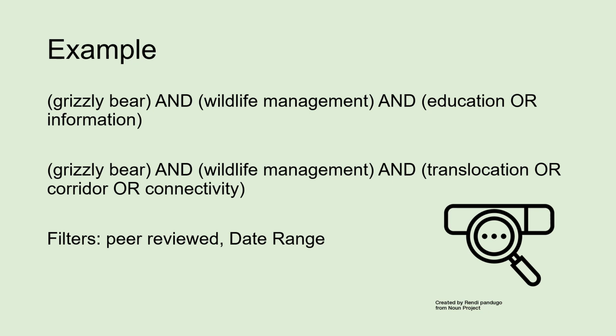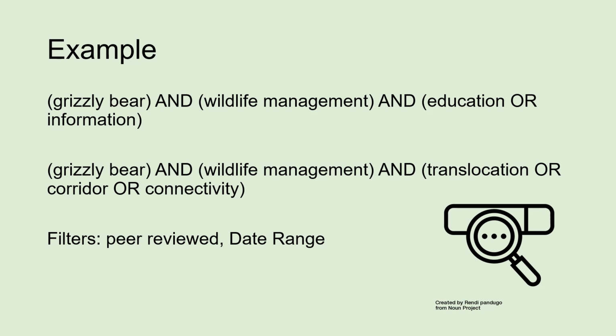So the first theme was changing human behavior. So giving people education on how to avoid grizzly bears, or giving more information about wildlife management and grizzly bears. And then the second theme was changing the behavior or habitat of the bears. So one solution was translocation, moving the bears somewhere else where they're less likely to interact with humans.